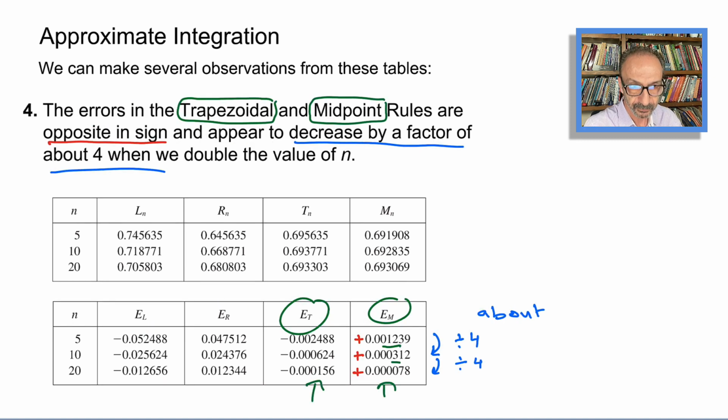Number 4. In the trapezoidal and the midpoint rules, the errors have opposite signs. As you can see, positives right here, negatives right here, and they appear to decrease by a factor of about 4 when we double the value of n. Going from 5 to 10 to 20, it looks like the numbers right here, if you look at 12, it became 3. It's about, not exact, divided by 4.